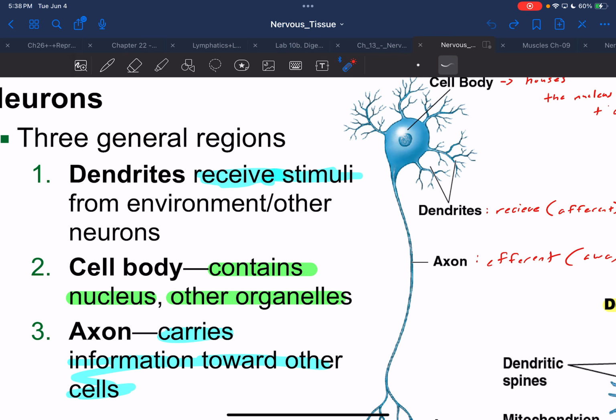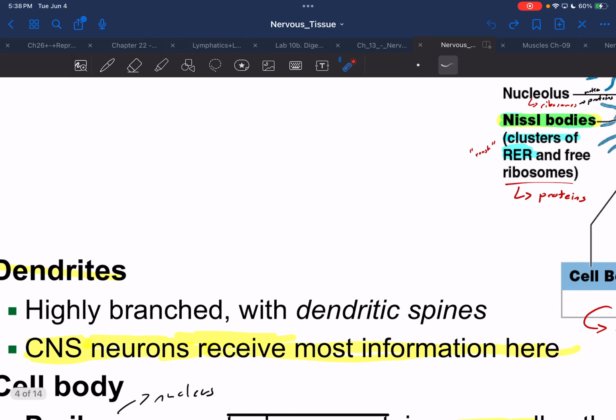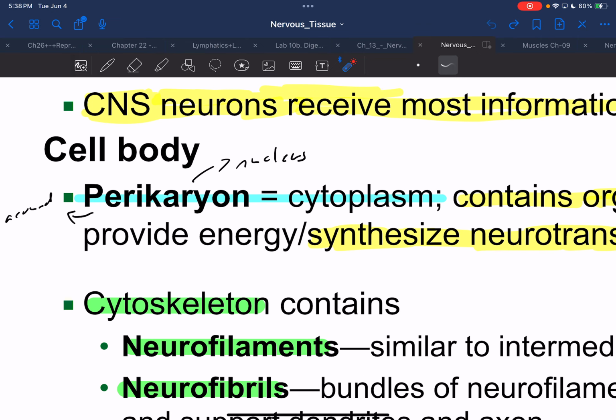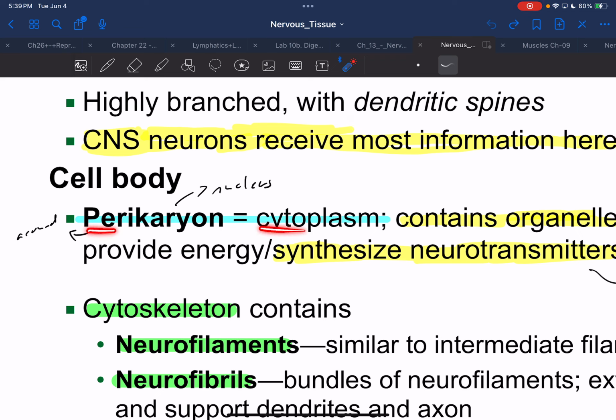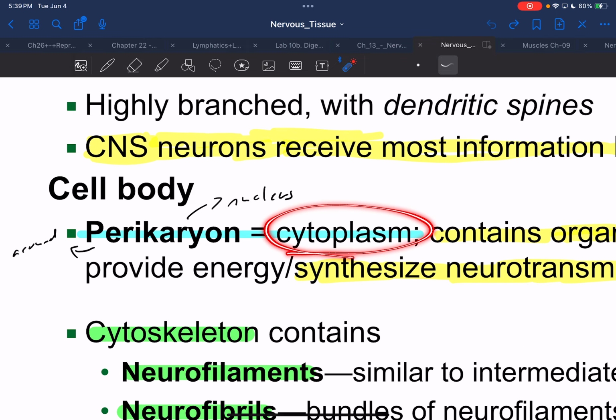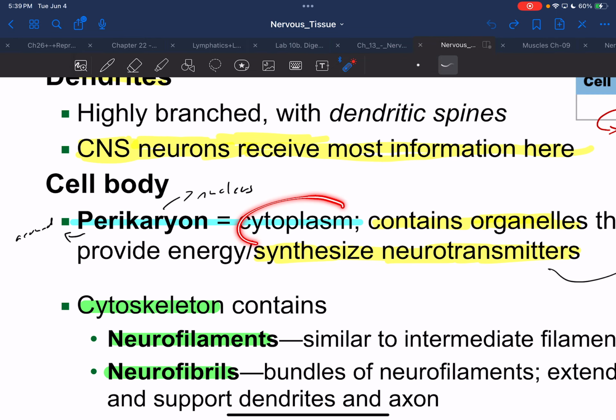So with that in mind, the cell body has some terms around it. It's going to contain a cytoplasm. In this chapter, we don't call it cytoplasm, we call it perikaryon. This word is the same word as cytoplasm. Peri in Latin means around. Karyon comes to mean in Latin nucleus, so around the nucleus, all the area around the nucleus, which is the cytoplasm, and it contains all those organelles.